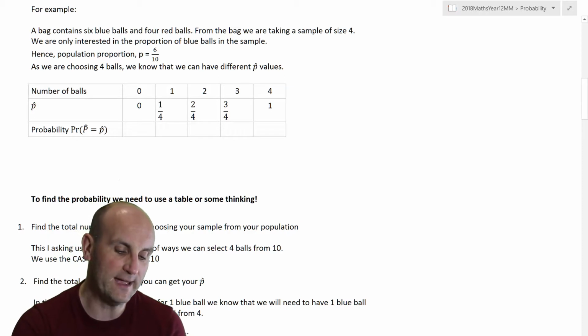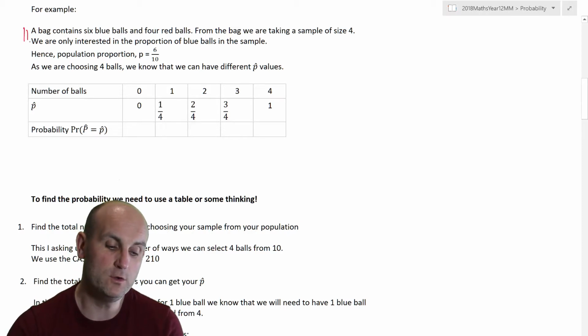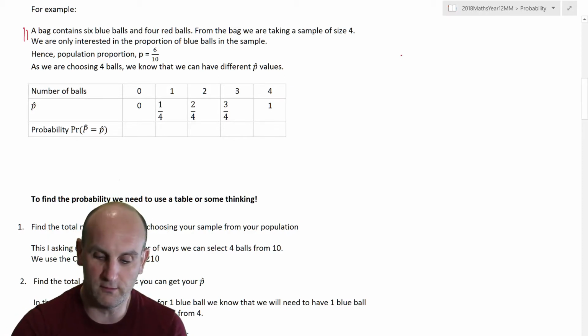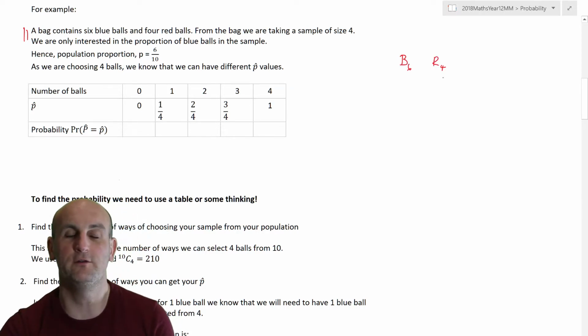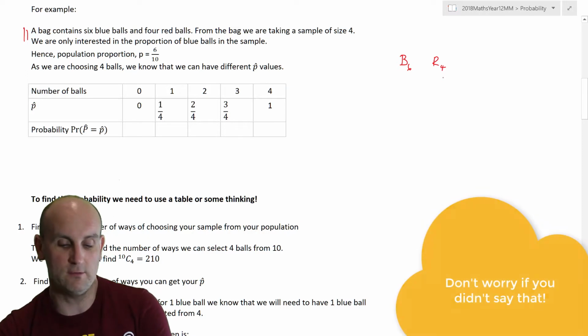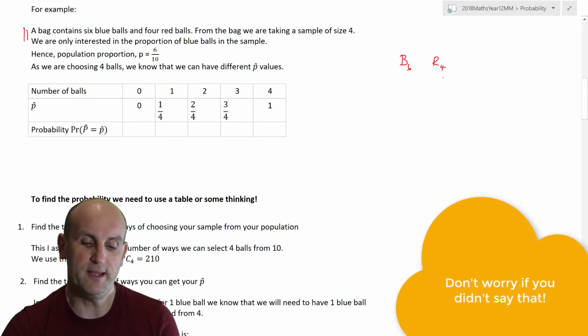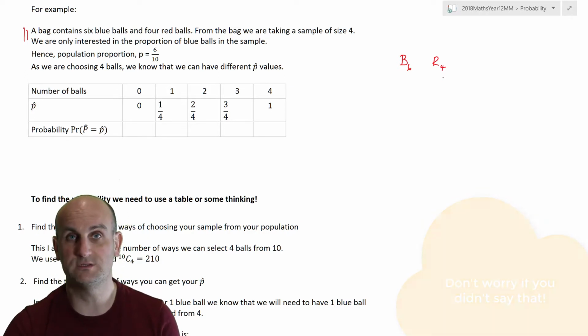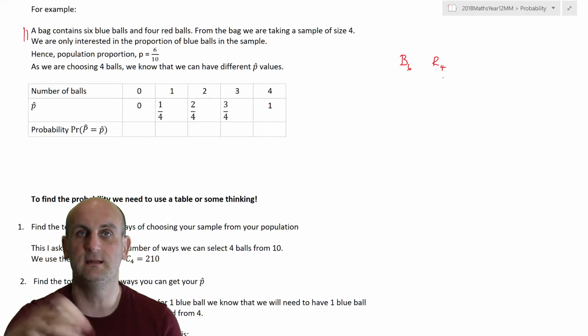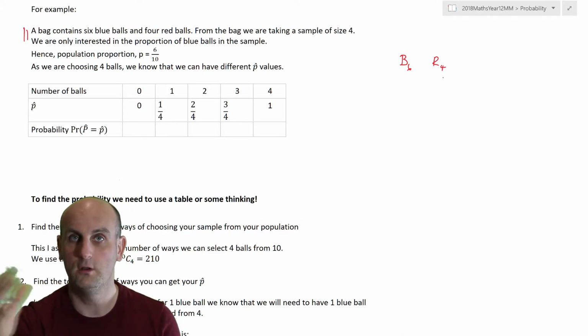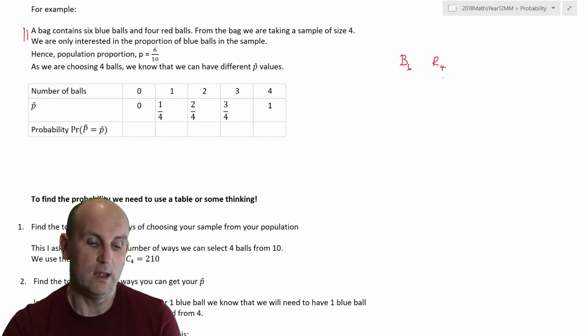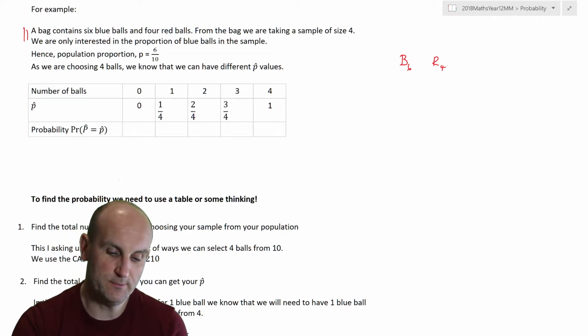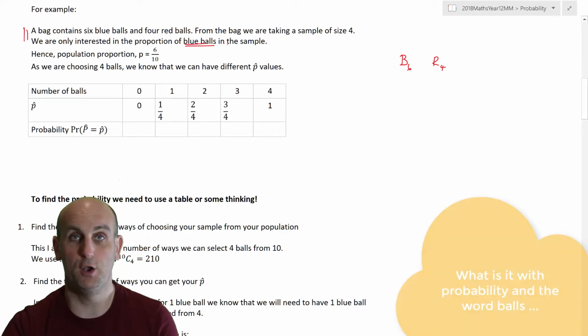So we've got a bag containing 6 blue and 4 red balls. So I'm going to write blue is 6 and red is 4. Now you're going to say, why have I written that? All in good time, grasshopper, it's coming. From the bag, we're going to take a sample size of 4. So what that means is that I'm going to put my hand in and I'm going to remove 4 balls. We are now only going to be interested in the proportion of the balls which are blue.